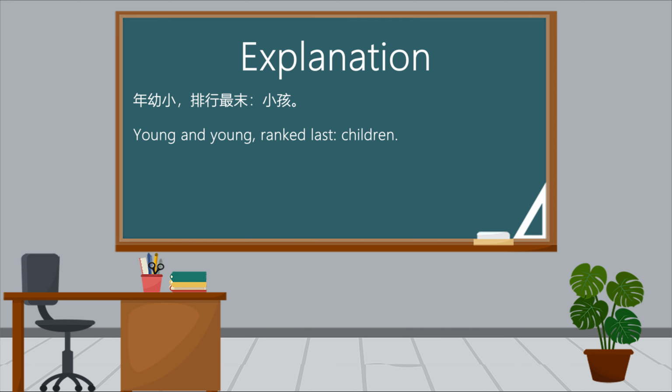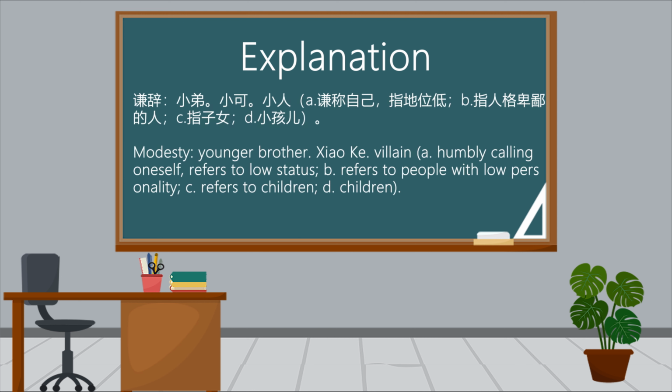Young and small, ranked last, children. Modesty: younger brother. A: humbly calling oneself, refers to low status. B: refers to people with low personality. C: refers to children. D: children.